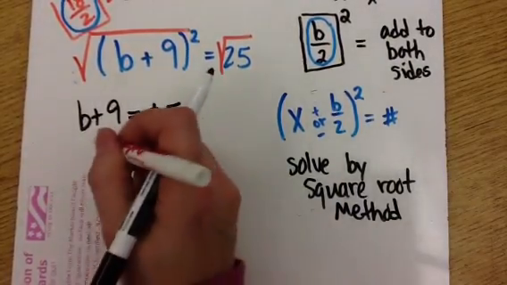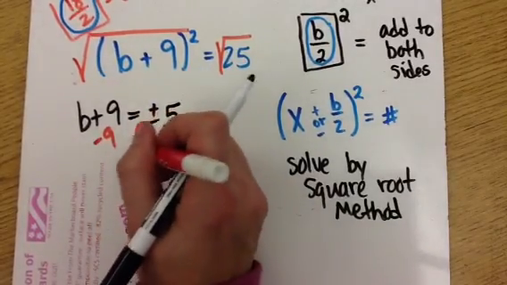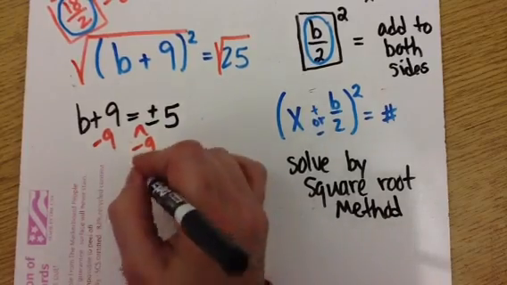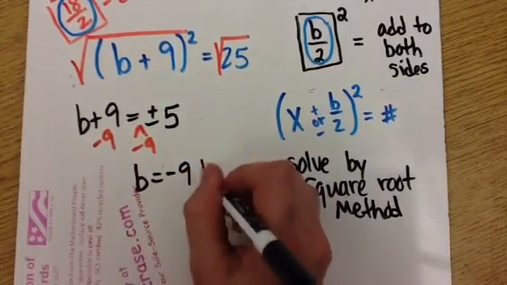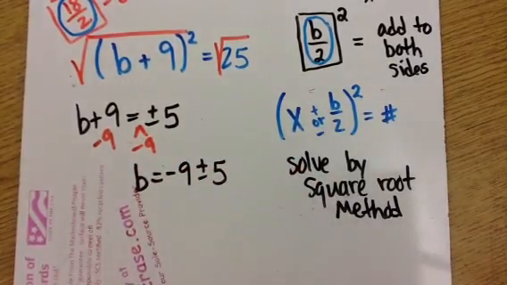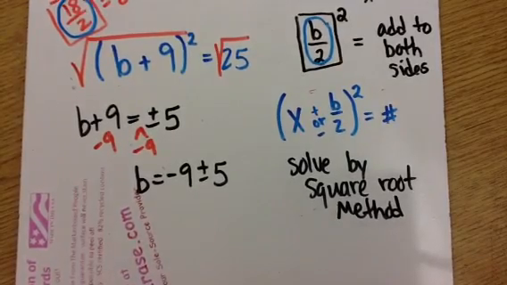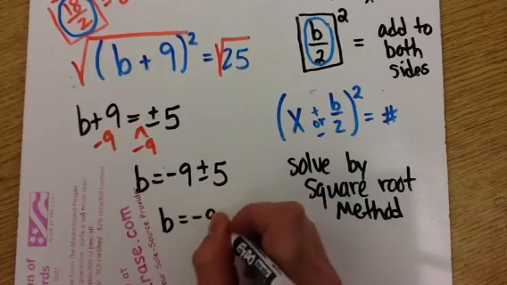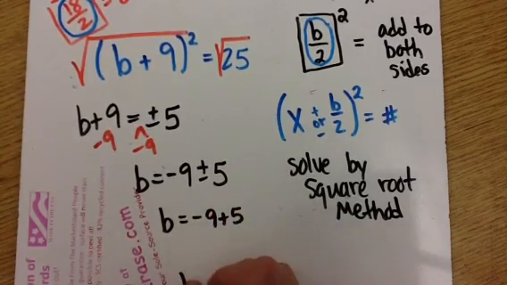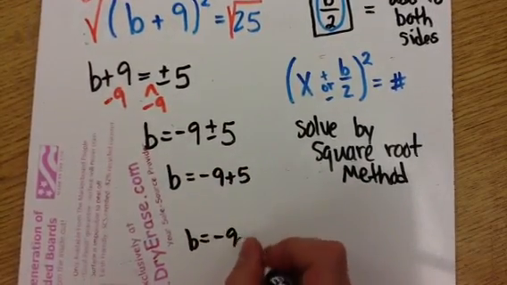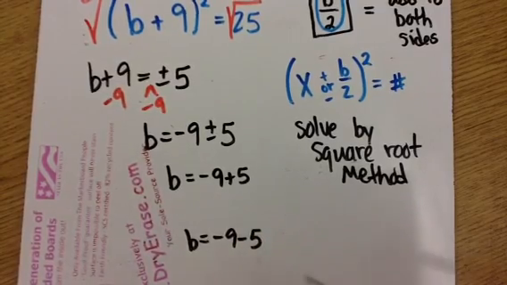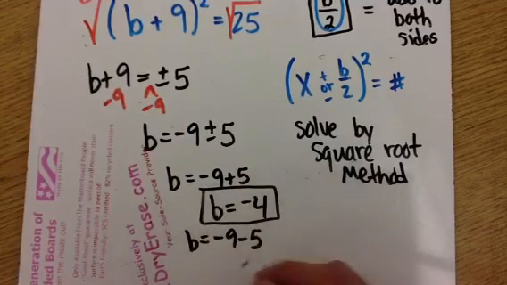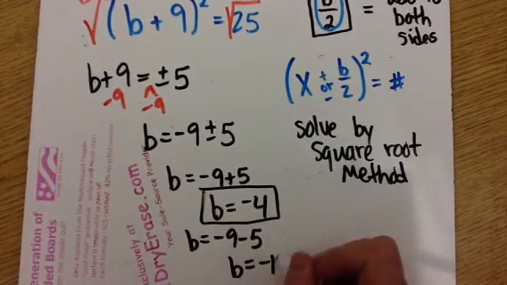And then to solve for b, I will subtract 9 from both sides. That negative 9 is going to go in front of the plus or minus 5. So b is going to equal negative 9 plus or minus 5. Now, since 9 and 5 are like terms, I can actually do both of those problems. So I will be working b equals negative 9 plus 5 and b equals negative 9 minus 5. That's going to give me my two solutions of b equals negative 4 and b equals negative 14.